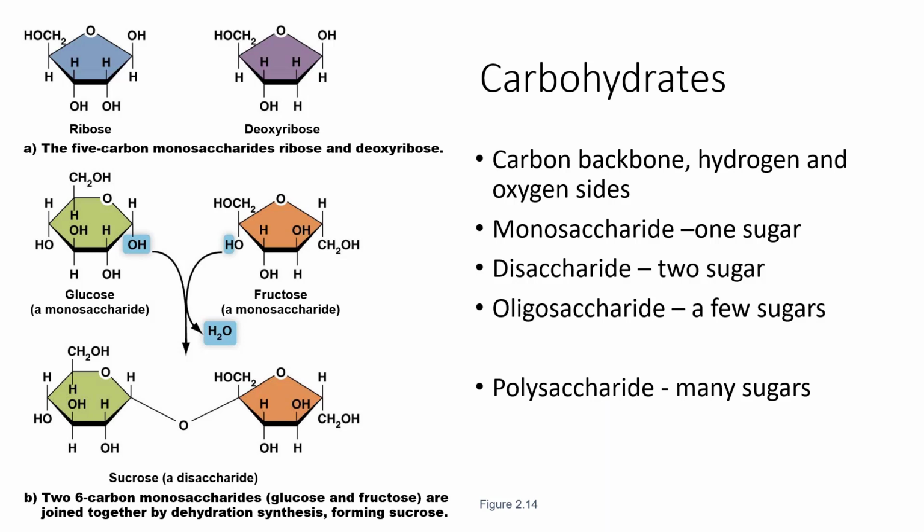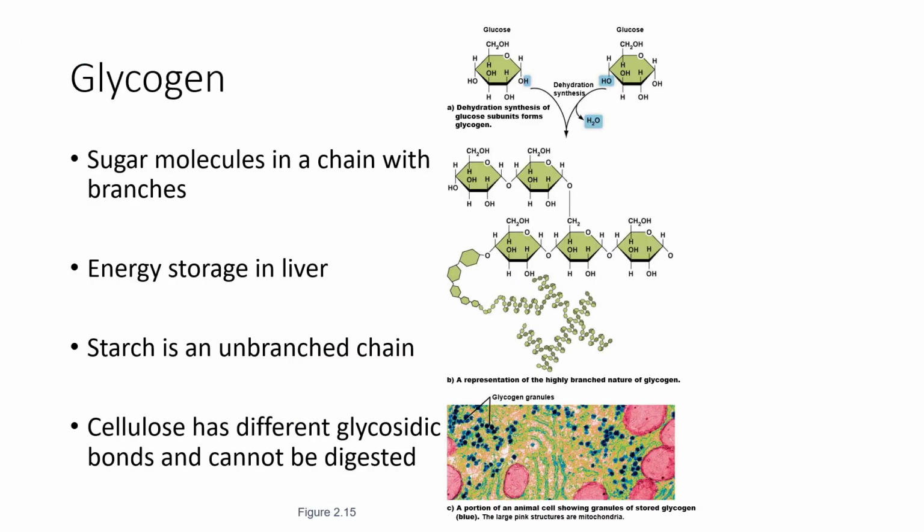So a monosaccharide, glucose, and a monosaccharide, fructose, can combine to make a disaccharide, which is two sugars together, and that would be sucrose. There are also oligosaccharides, which are a few sugars, or polysaccharides, which are many sugars, and you can get from that starch.